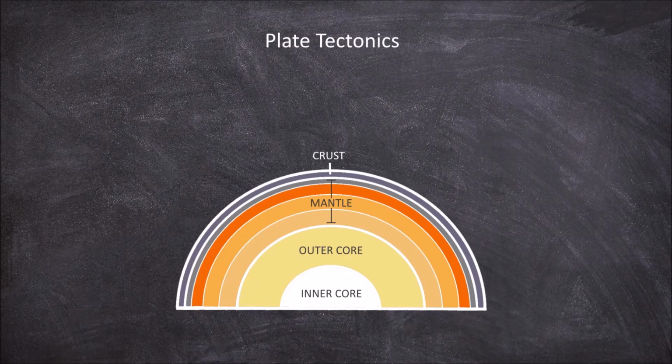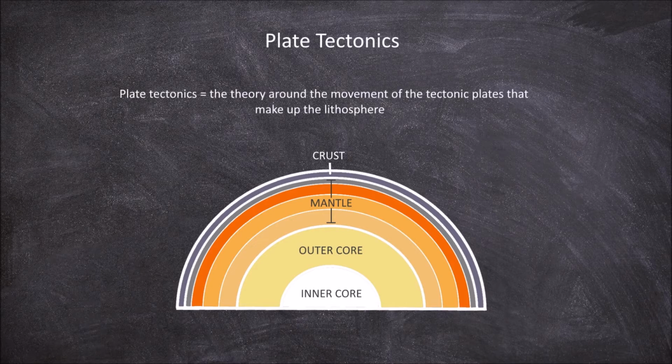In this video, we're going to go over plate tectonics. Plate tectonics is the theory around the movement of the tectonic plates that make up the lithosphere. The lithosphere is the crust and upper mantle on Earth. Underneath the lithosphere is the asthenosphere, which essentially the tectonic plates float on, as the materials that make up the asthenosphere are made up of a non-rigid plastic rock that is able to move.